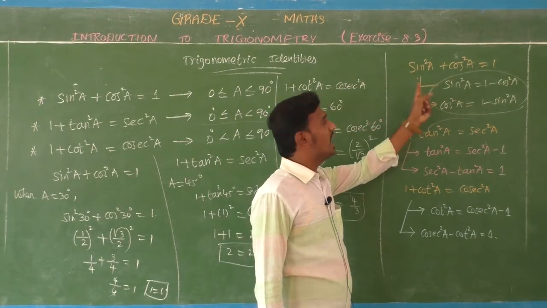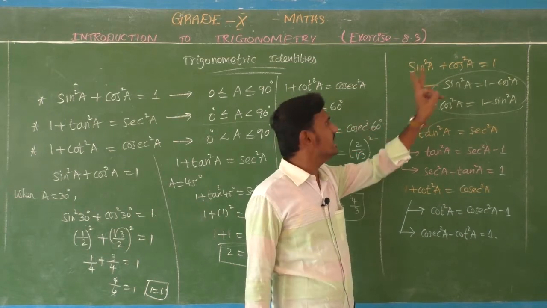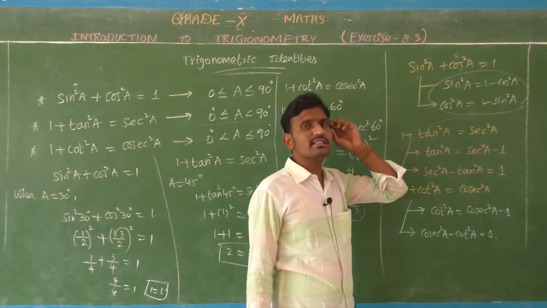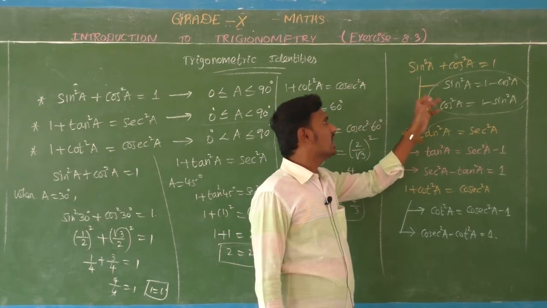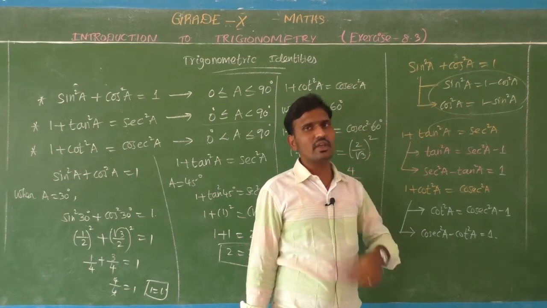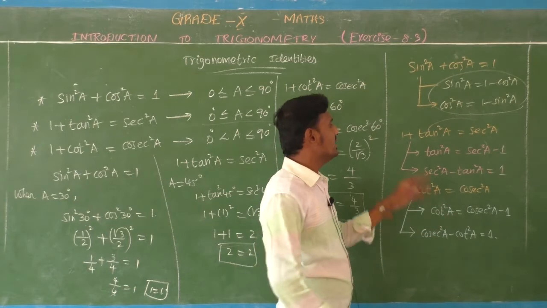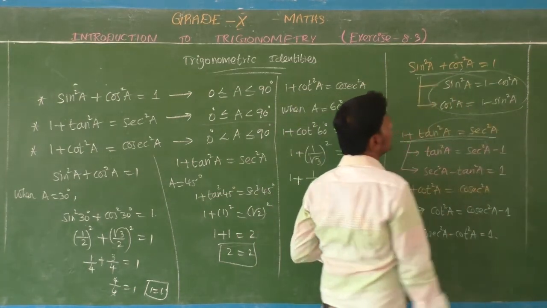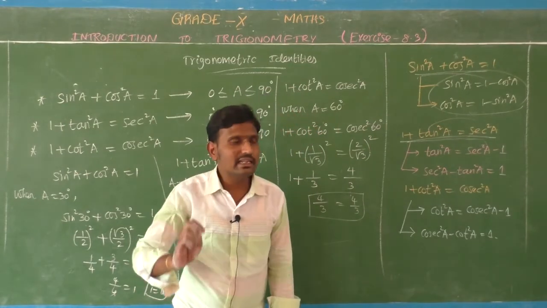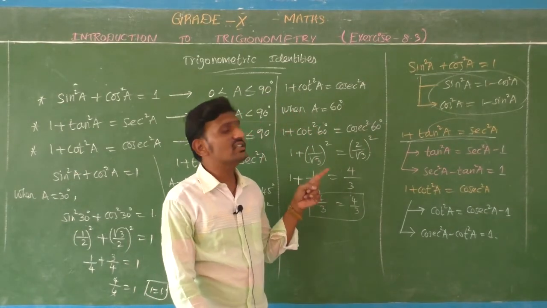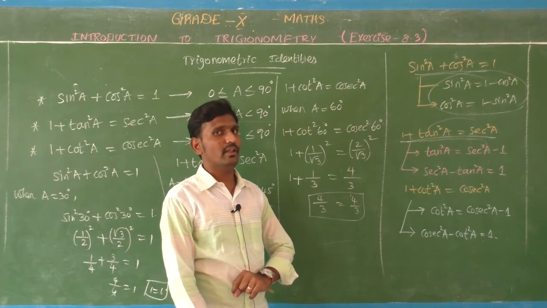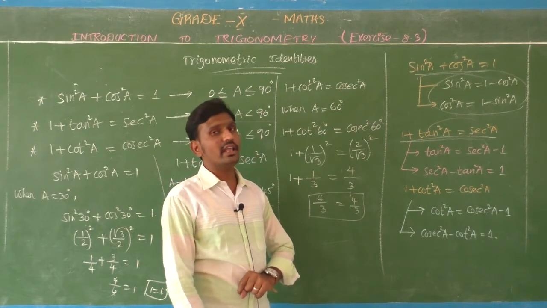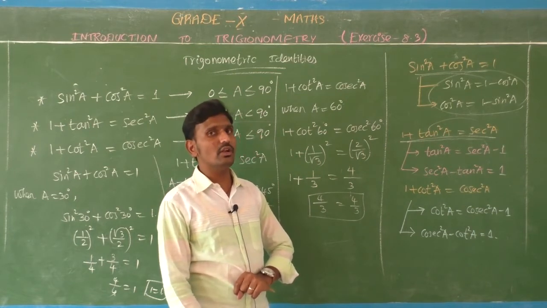So from that we have to frame two more identities: sin square a equals 1 minus cos square a, and cos square a equals 1 minus sin square a. Okay, and the second identity is 1 plus tan square a equals secant square a. Based on that, tan square a equals secant square a minus 1, and secant square a minus tan square a is also equal to 1.